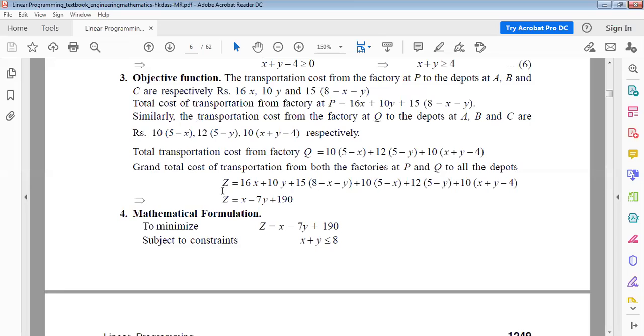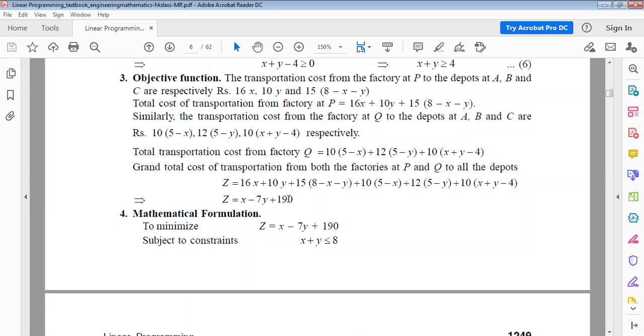So the grand total means taking the total cost of P plus the total cost of Q. This will be the grand total cost for the transportation from both factories P and Q to the depots, this plus this. After taking this sum, we get X minus 7Y plus 190 as the total cost. That means we have to minimize this cost. Understand? Minimize this cost for a well transportation.